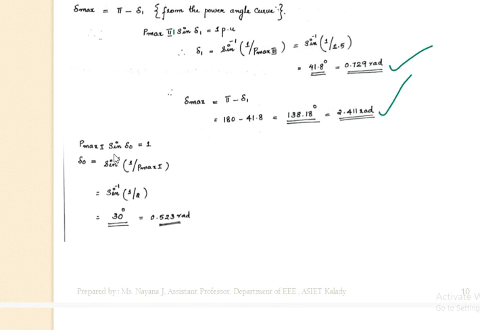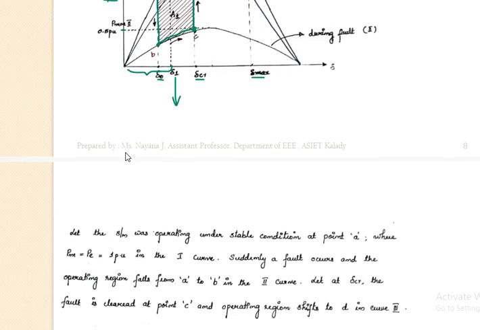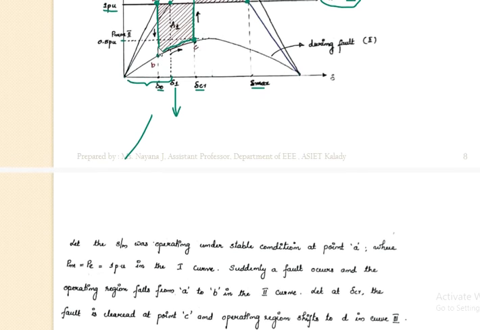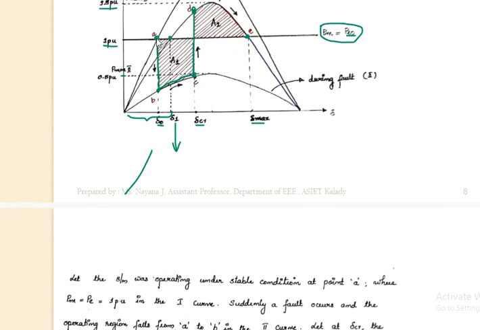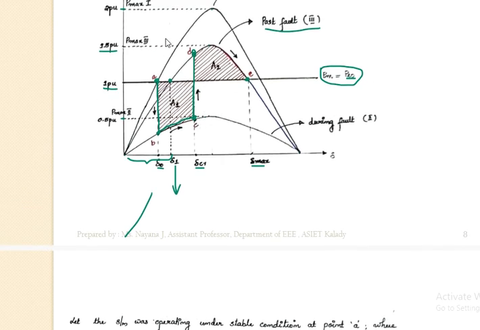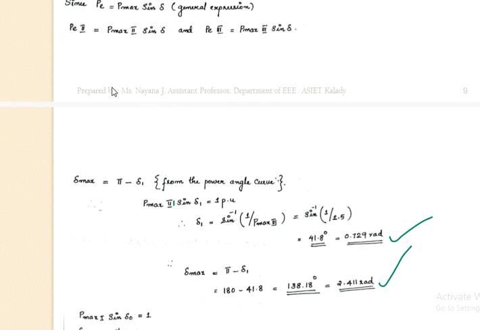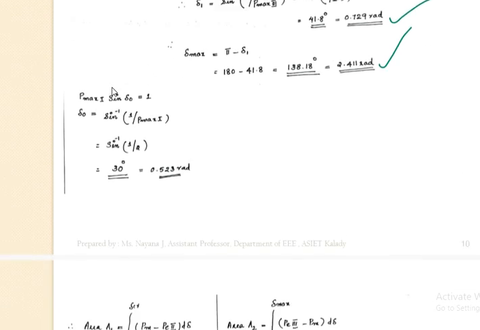Now, what is delta 0? Delta 0 means this value. So this value means your electrical power is equal to 1. So what is the P max here? It is 2. P max sin delta 0 is equal to 1. So, from that you can calculate the value for delta 0. Okay, you got the value of delta 0.